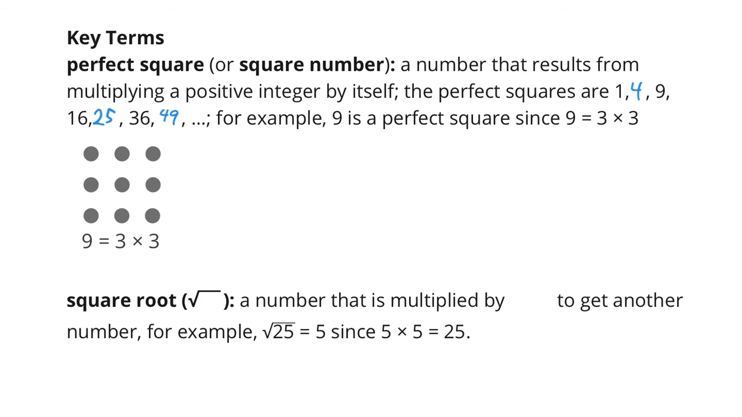A square root is a number that is multiplied by itself to get another number. For example, the square root of 25 is 5, since 5 times 5 is 25.